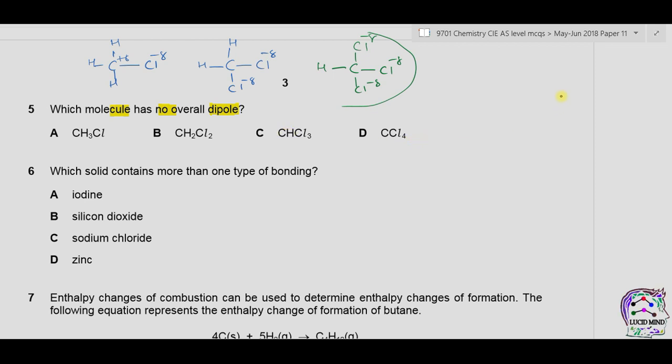In D we have all hydrogen atoms replaced by chlorines. So now the structure is tetrahedral, and as we know there is a symmetric arrangement of electronegative elements around the central atom, so the dipoles will cancel out and the overall dipole will be equal to 0. The answer is therefore D, as it is a symmetric molecule.